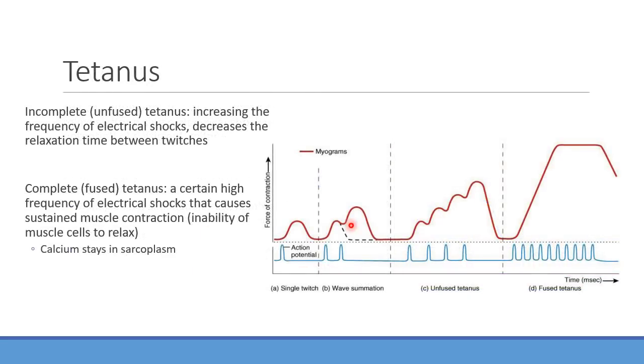Here's another good one to show you. Again, a single action potential causes a single muscle twitch. If I have two in rapid succession, you can see what this initial twitch would look like if I didn't have another action potential come along to continue that. But again, we're having the summation that can occur here.